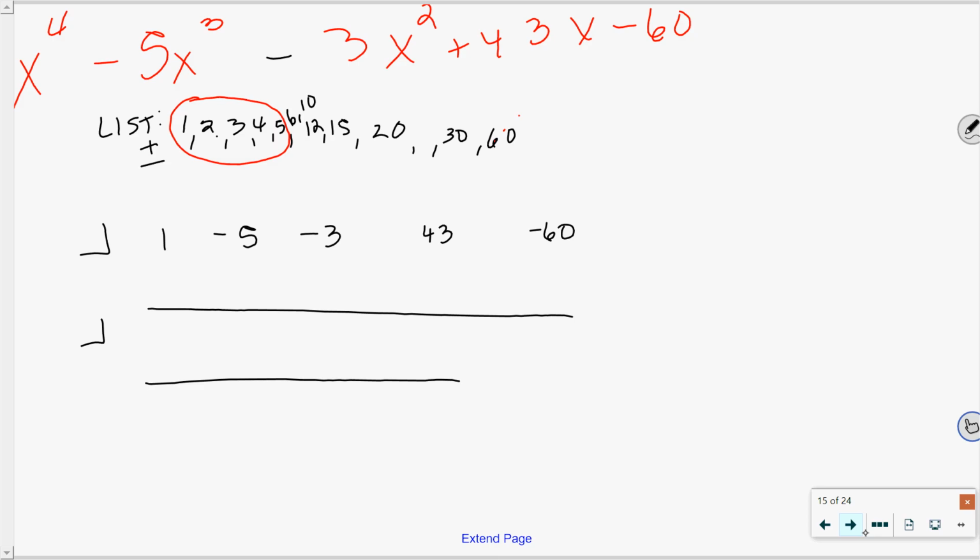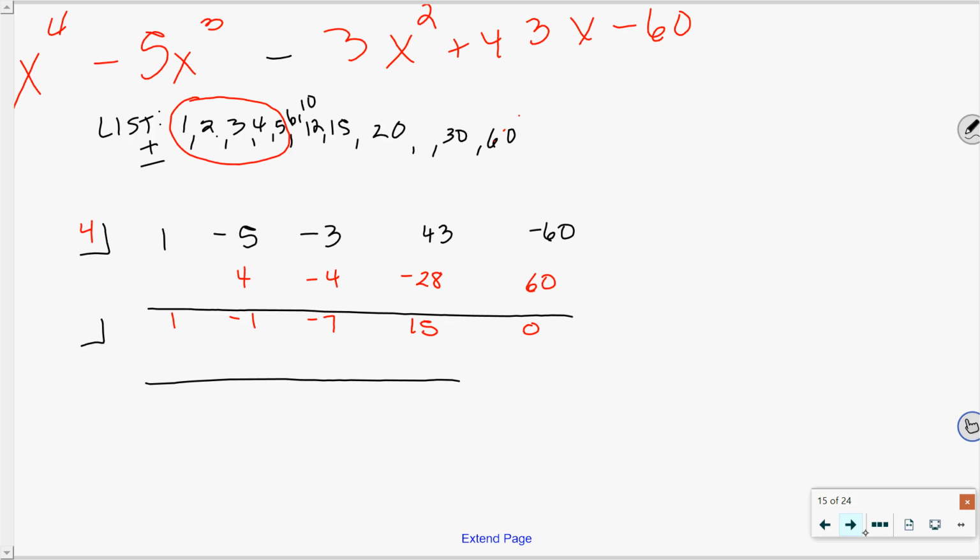Anybody find one? What'd you find? 4. Graham's saying 4 works. So again, if you didn't find one, stop, go do 4. Perfect, 4 works. So he found the one that's positive. He found the one that's even.